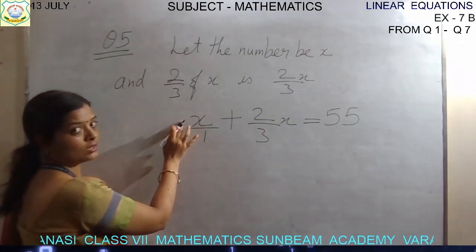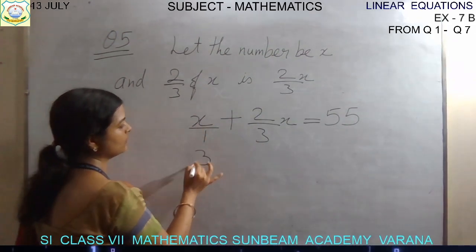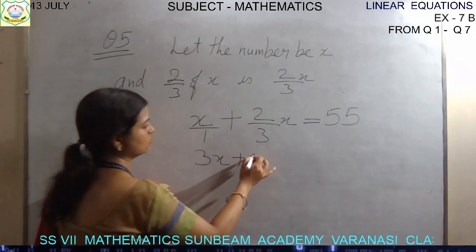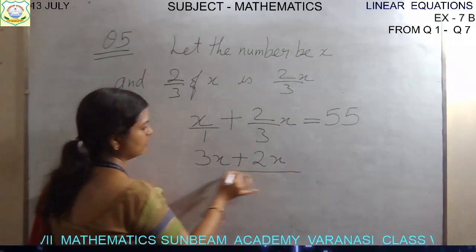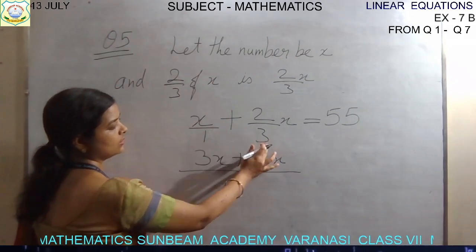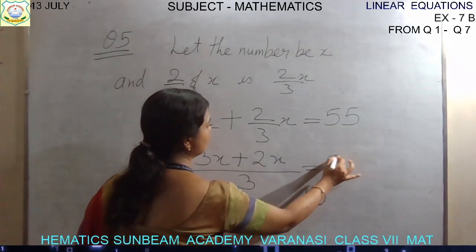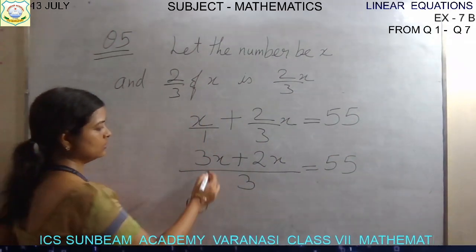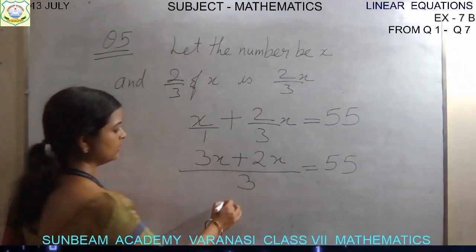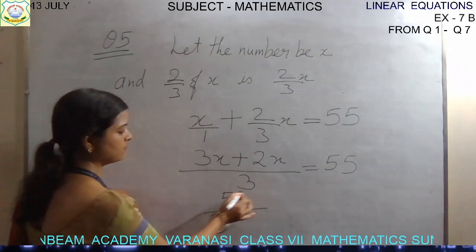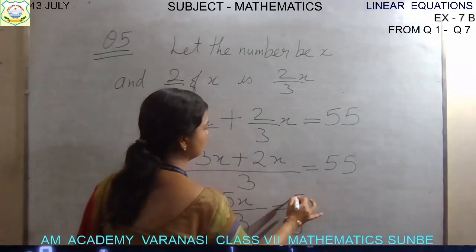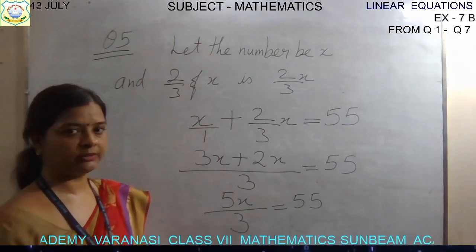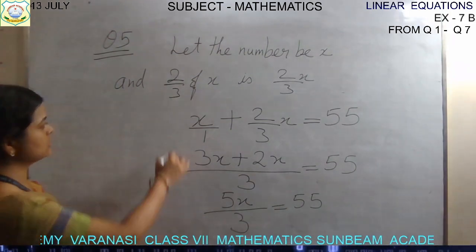3 into 1, no number means 1. 3 ones are 3x plus, multiply these two, 2 ones are 2 and x, divided by, now multiply these two, 3 ones are 3, that is equal to 55. Okay, clear? Now 3x plus 2x, see the numerator, 3x plus 2x is 5x by 3 is equal to 55. Now let's solve the rest of the part here.